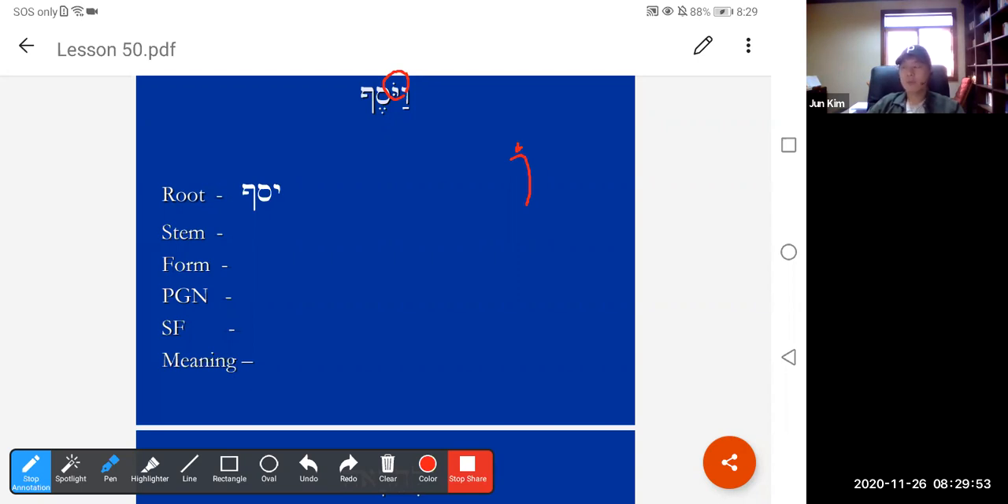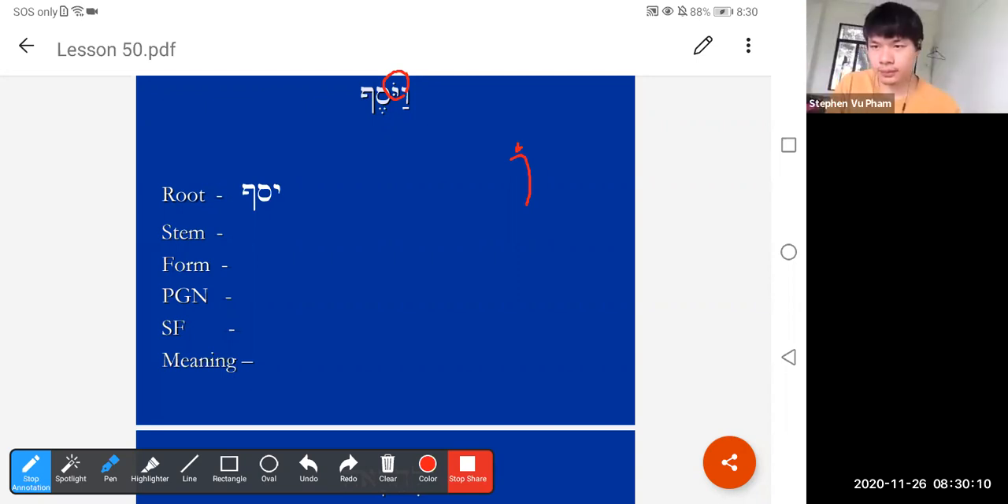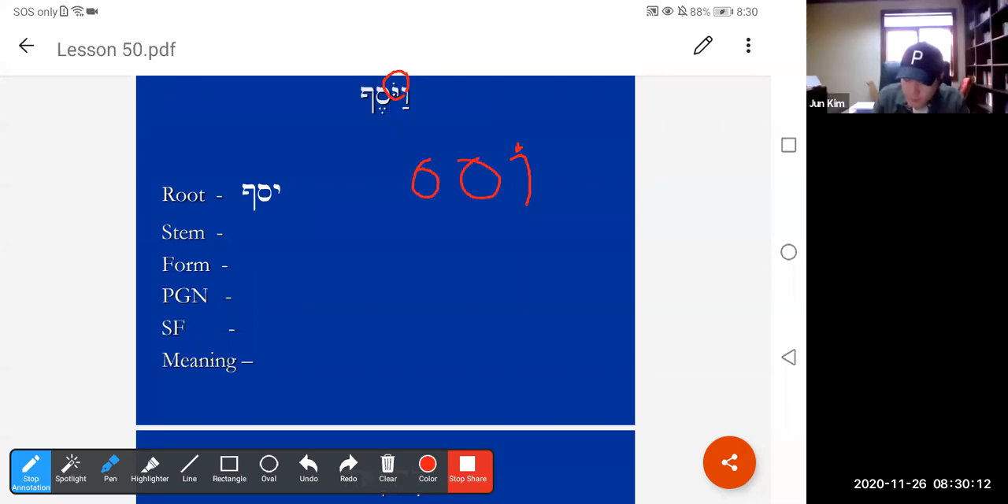If you want to double check, please look at your verb chart and then go to the first yod verb and check the Hebrew part. And in fact, Holem. Because for the first yod verb, the first yod consonant will be replaced by Holem plene.